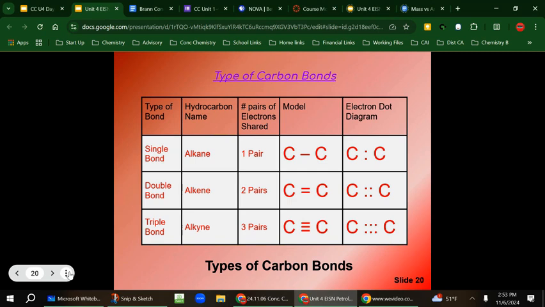Now, there is even such a thing as a triple bond, ladies and gentlemen. 2 carbon atoms sharing 3 pairs of electrons. 6 total electrons between them. This is called an alkyne. Okay? And yet, each of these carbons still on the ends here, this one could bond to 3 other things. This one could bond to 2 other things. This one could still bond to 1 other thing, ladies and gentlemen.